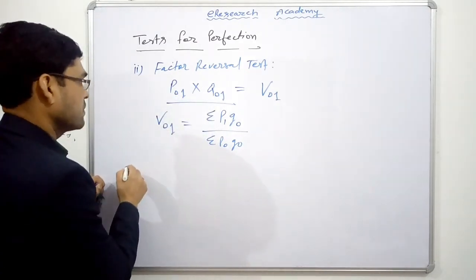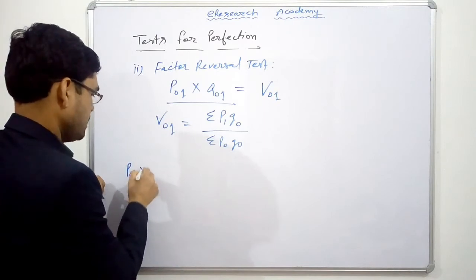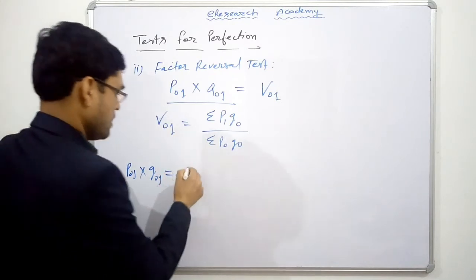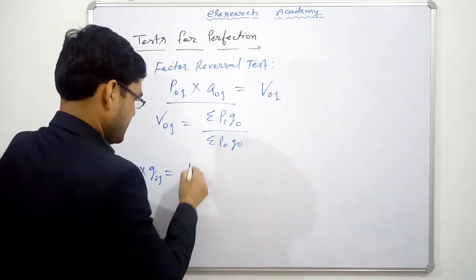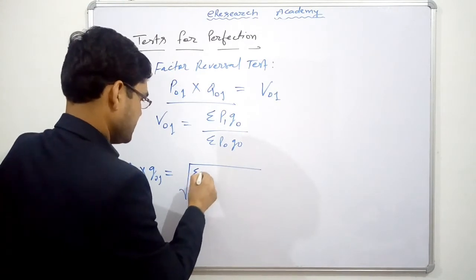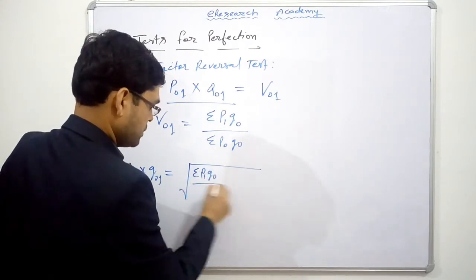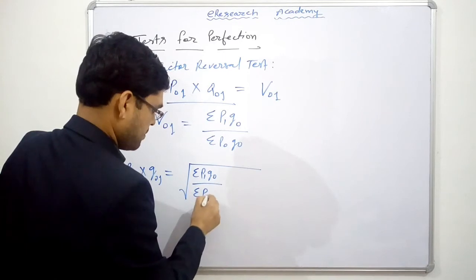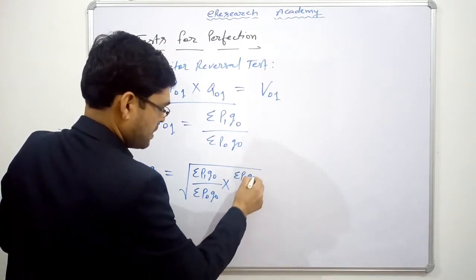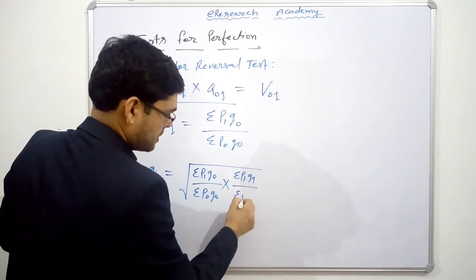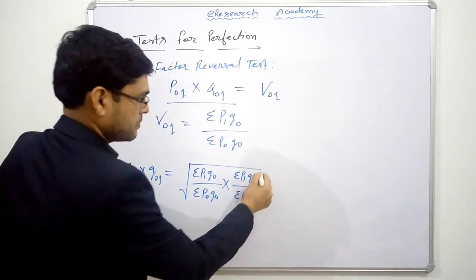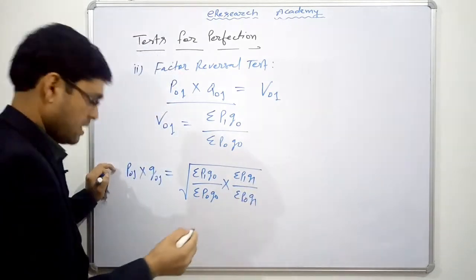Now just put the formula together for P01 and Q01. So we get P01 into Q01 equal to, by Fisher's ideal index number, sigma P1 Q0 upon sigma P0 Q0 into sigma P1 Q1 upon sigma P0 Q1.